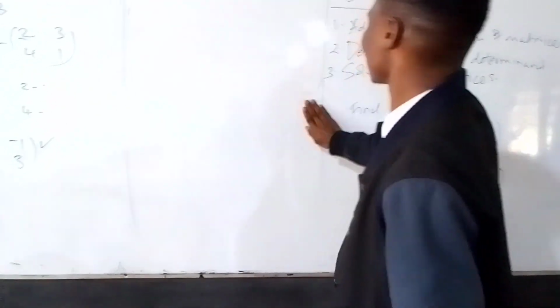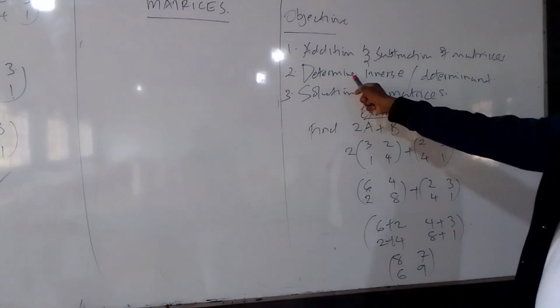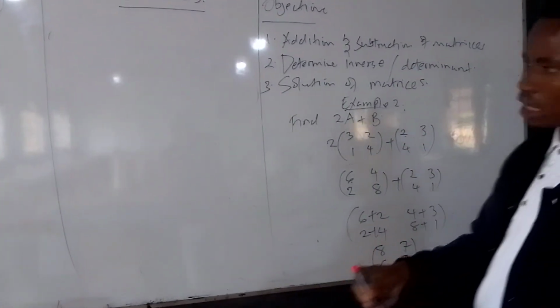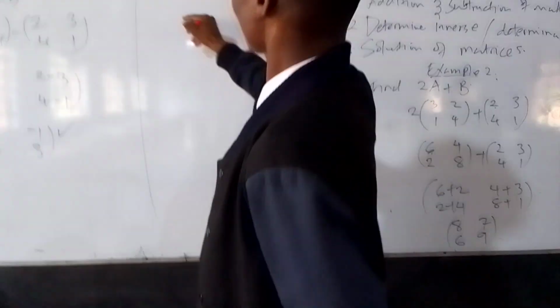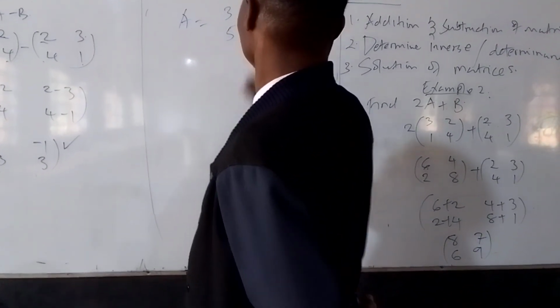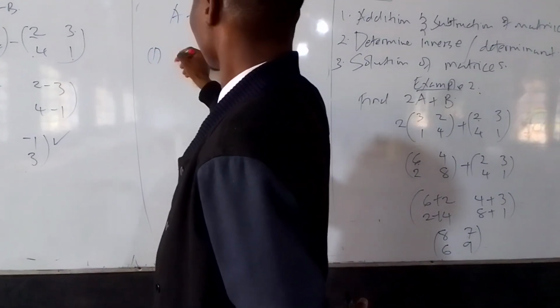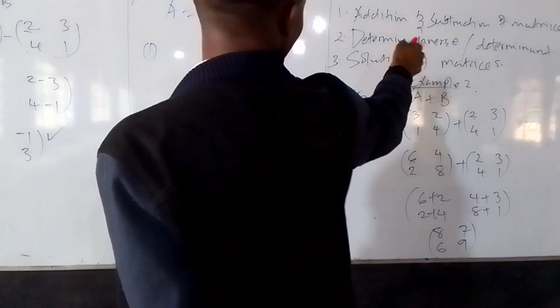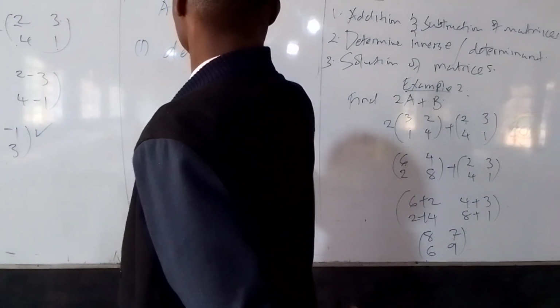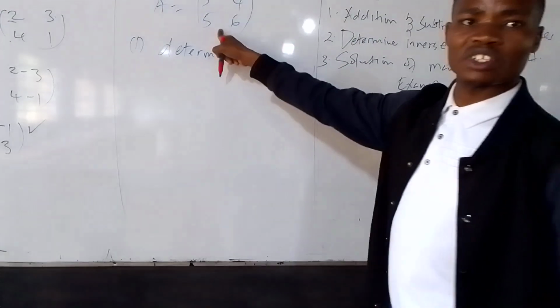Simple as mathematics. Now look at this. Number 2. The objective number 2 is determining the inverse and the determinant. Now, if this matrix is given, this matrix A is 3, 4, 5, 6. Then somebody tells you, number 1, determine the determinant. How do we find the determinant of this matrix?